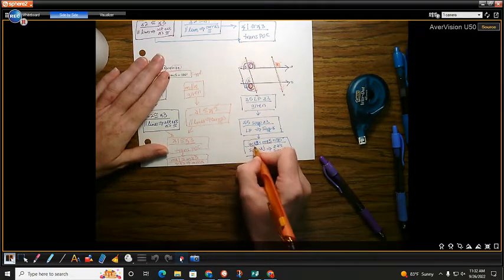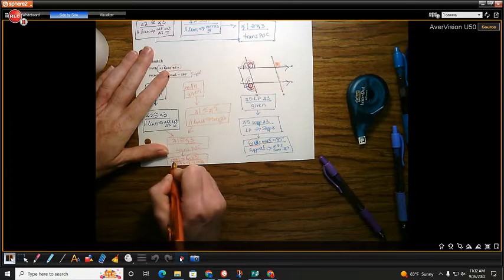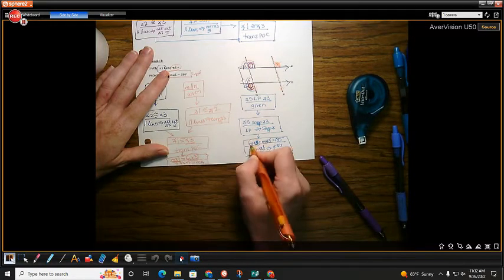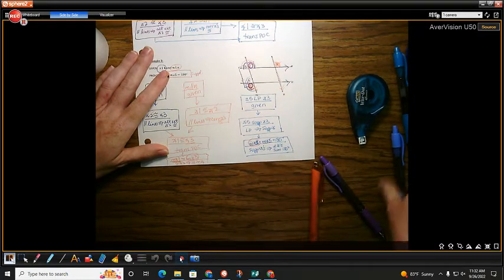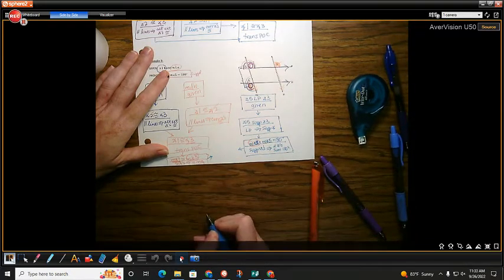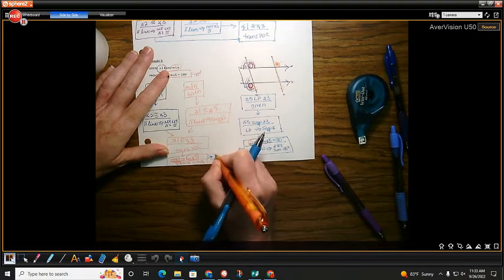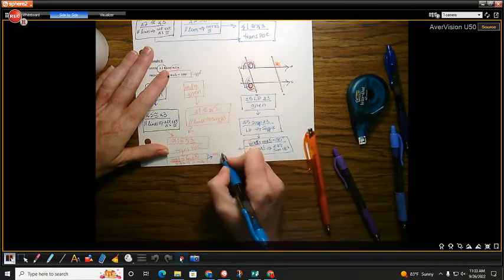Now can I replace my angle 3 with the angle 1? Yes. Now I can do it. Substitution. And that's going to be substitution. So I'm going to bring these guys together, and I'm going to replace angle 3 with angle 1.